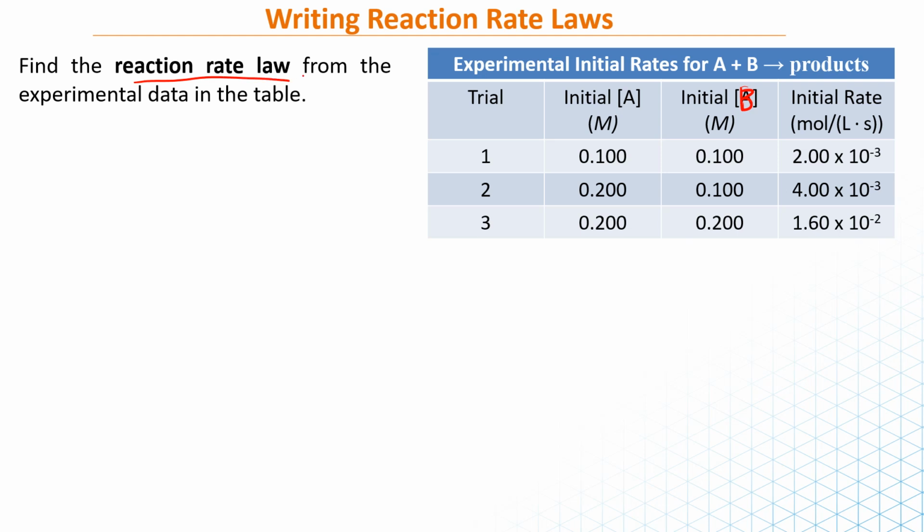Find the reaction rate law for the experiment from the experimental data in the table. They give us a table with three trials: the first experiment and the amounts used of A and B, the second experiment and the amounts used of A and B, the third experiment and the amounts used of A and B, and the rate measurements. So we know for this reaction that the equation will be rate equals K times the concentration of A to the power M times the concentration of B to the power N.